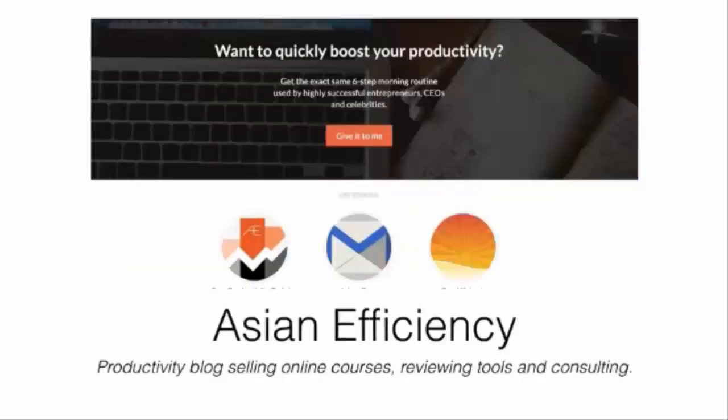Second, asianefficiency.com. It is a productivity blog, so if you're looking to get more out of your time, that's the kind of blog that you want to read. They have a really good blog that gives you a lot of practical tips and reviews, tools, etc. And in terms of making money, they sell courses. They review tools for affiliate marketing, which we're going to talk about in a minute, and they do consulting. So that is the kind of service that you can offer with an authority site.